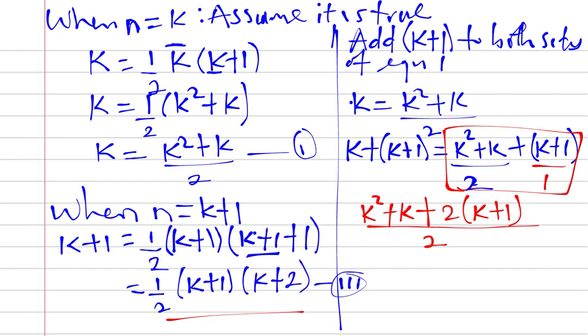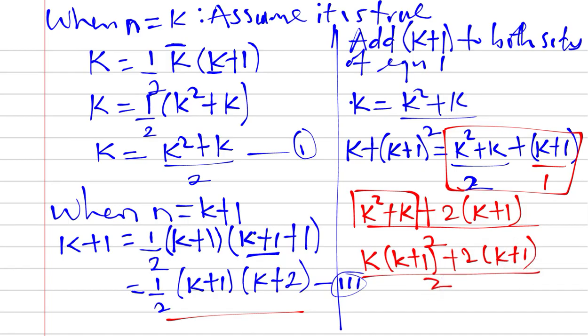This is like a quadratic. Just factorize this part. K is common. What will you have? K plus 1, plus 2 into K plus 1. Remember the normal quadratic equation: the two brackets must be the same thing. So since the two brackets are the same now, I will have K plus 1 then K plus 2 all over 2. Now let's call this one equation star.